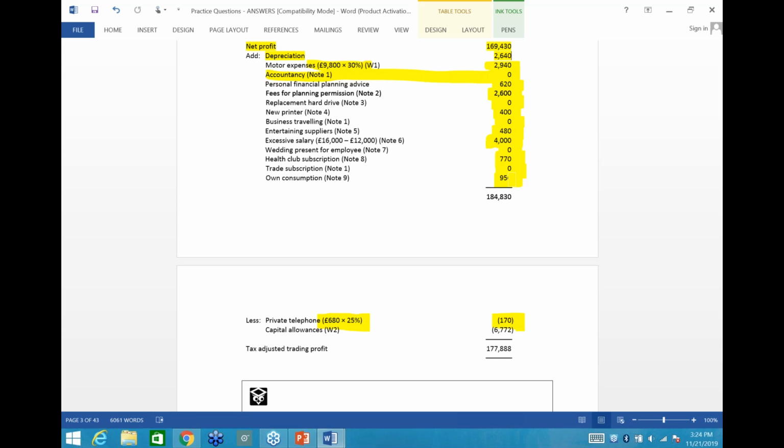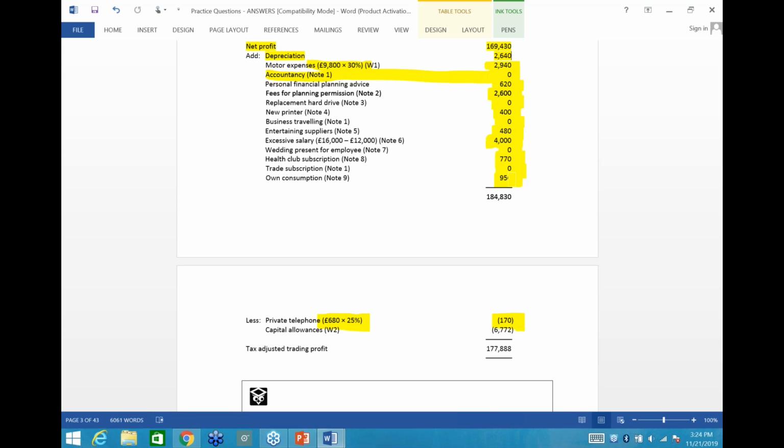Now when it comes to motor cars, remember, if it is a new low emission car where the carbon dioxide emission is 50 grams per kilometer or less, then you can claim first year allowance. If it is a low emission used car, then it's included in the main pool.